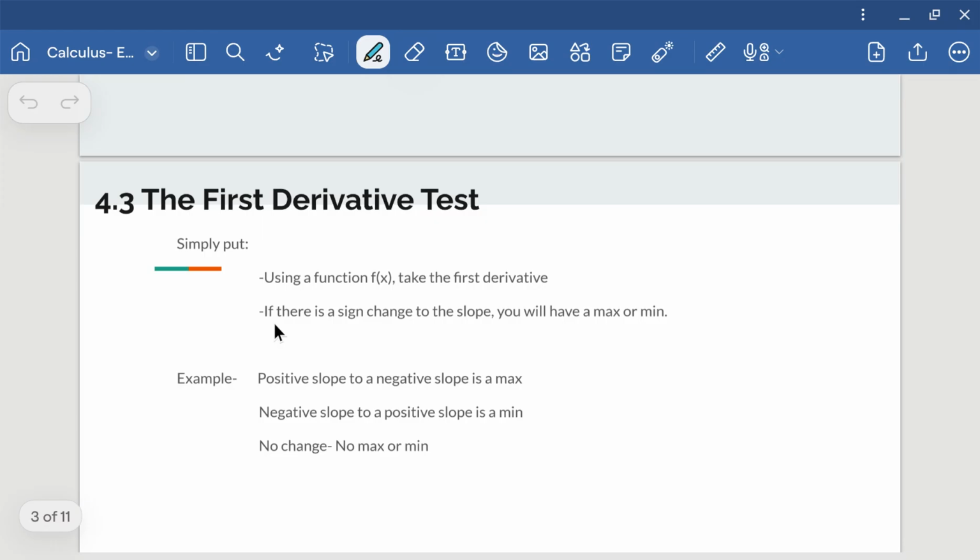And I just have here, simply put, you're using a function, take the first derivative. If there is a sign change to your slope, you're going to have a maximum or a minimum. So if it goes from a negative slope to a positive slope, that shows you'll have a minimum. And if it goes from a positive slope to a negative slope, that shows you will have a maximum. And if there's no change in the slope, then there is no max or min.